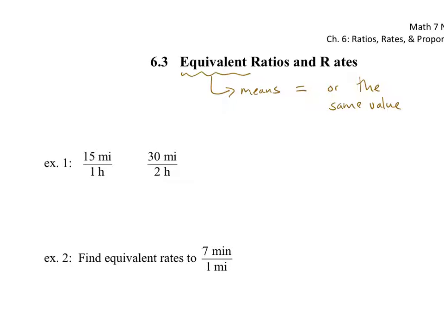So, first example here, we're trying to figure out, is this thing equal here? Okay? That's what we're trying to figure out. So how do we know if that's equal? Well, when I look at 15 here, how can I go from 15 to 30? What can I do? I can do times 2. Times 2 equals 30. If I start at the 1 here and I do times 2, do I get 2? Yeah. Okay, so they're equal.